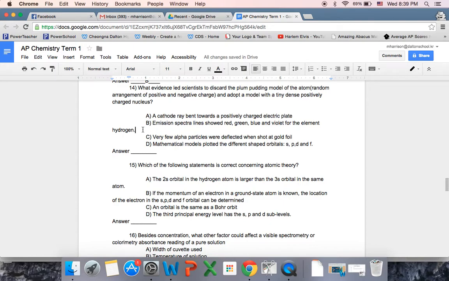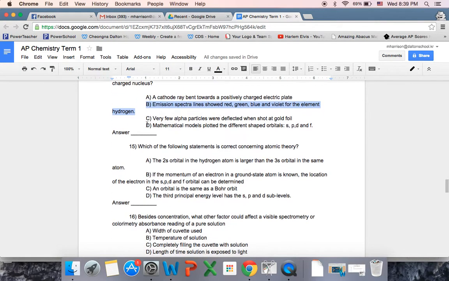So this is much further on. This is once we're looking at quantization of electron arrangements. And mathematical models plotting different shapes of orbitals. Again, this is much further on. This is when we're looking at the actual makeup of the orbitals, and we're looking at Schrodinger's equation, and we've already accepted the idea of quantization. So the correct answer here is C.